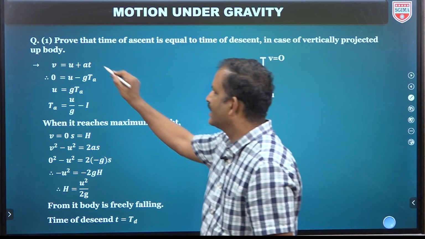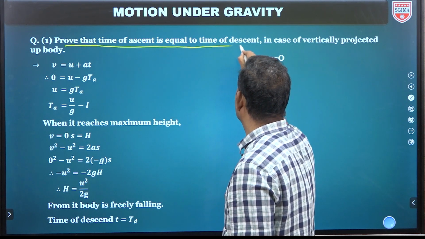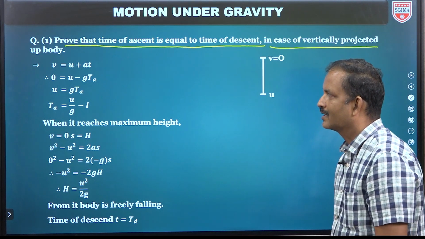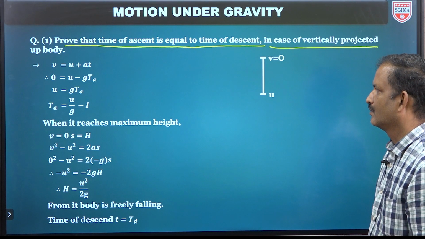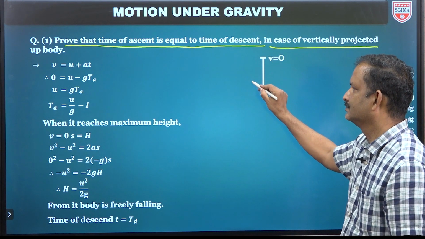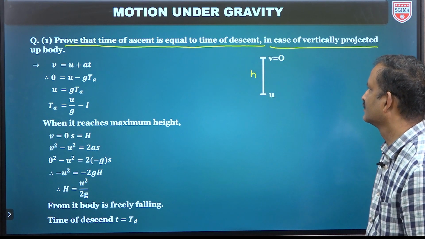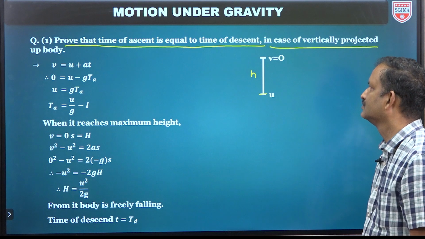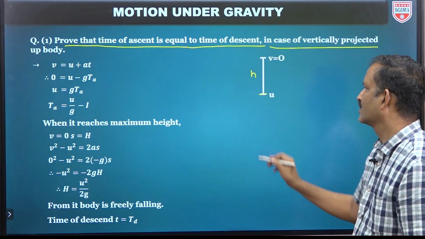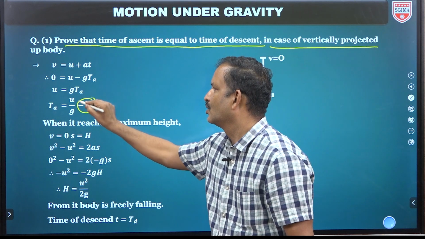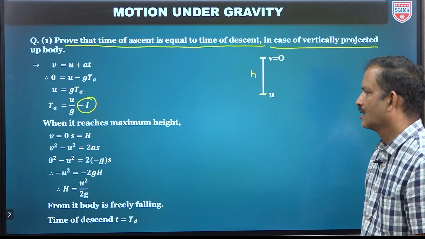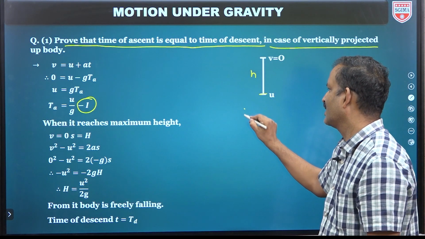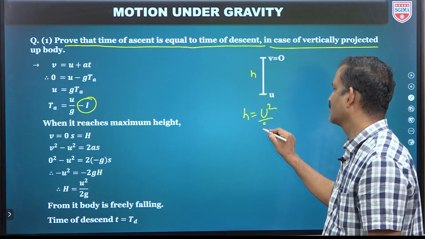Now, we have to prove that time of ascent is equal to time of descent in case of vertically projected body. We know that the body is projected vertically up, it reaches the height h. Here with velocity u it is projected, v is equal to 0. We already proved that time of ascent is equal to u by g. Also we proved that the maximum height reached by it is equal to u square by 2g.